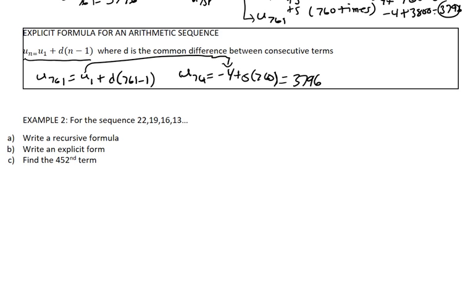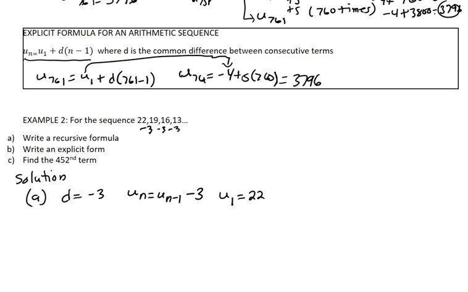A, recursive formula. We have to know d, which it looks like these are going down by 3. So d is negative 3. So my recursive formula is just U sub n equals U sub n minus 1, and then either plus negative 3 or minus 3, either way is acceptable. And don't forget, we also have to say U sub 1 is 22. Okay, so that's our recursive, remember?